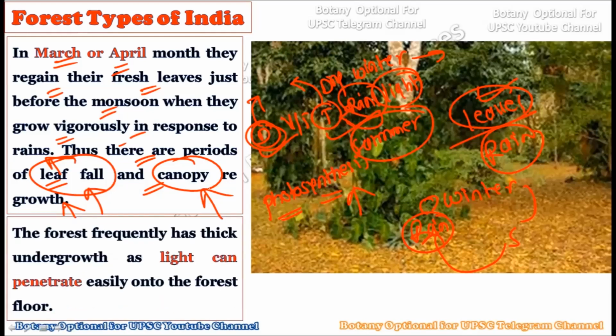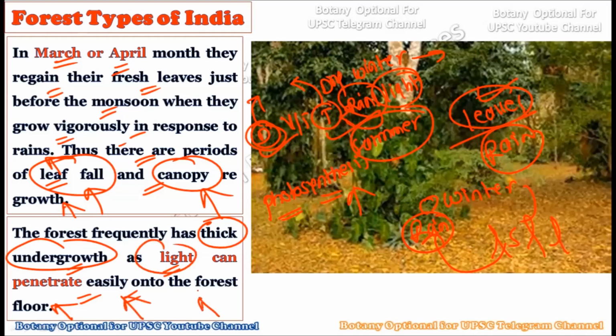Now see, these forests frequently have thick undergrowth as light penetrates easily onto the forest floor. Generally they have very thick undergrowth, and you will find middle-sized plants here, because the light can penetrate easily onto the forest floor. This is also a major difference between the evergreen forest and the deciduous forest. In the evergreen forest you will not see light penetrating to the floor of the forest, but in the deciduous forest the light reaches directly to the floor, and hence shrubby types of plants or small plants can grow here, because light is available right to the floor of the forest.